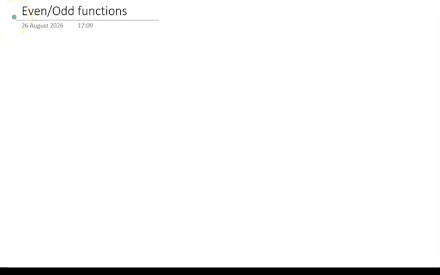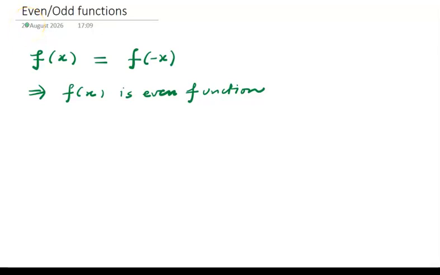Hello everyone. In this lecture we are going to see what even and odd functions are. So if there is a function f of x and you replace your x with minus x and they are still the same, then your function is called an even function.